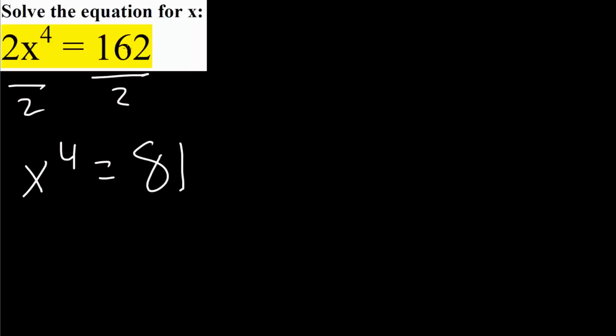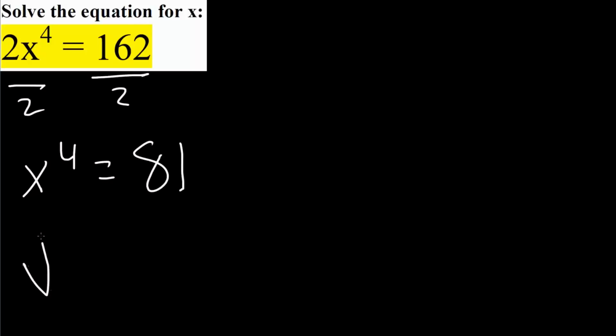The third problem is a little bit different. This time we have an even number term. On the last two problems, they were both odd. So let me show you what we have to do for this problem. So first we divide by 2. We divide by 2. So we get x raised to the fourth is equal to 81. 162 divided by 2 is 81.